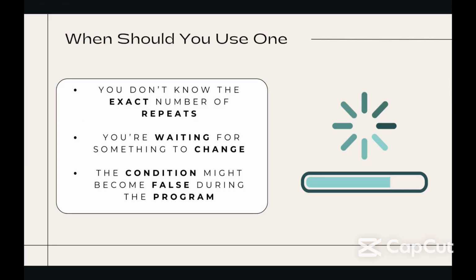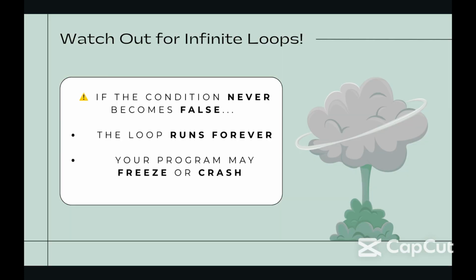When should you use one? Use while loops when you want to repeat something, but don't know how many times ahead of time. It's perfect for things like waiting for user input, checking sensor data, or keeping a game running until the player loses.